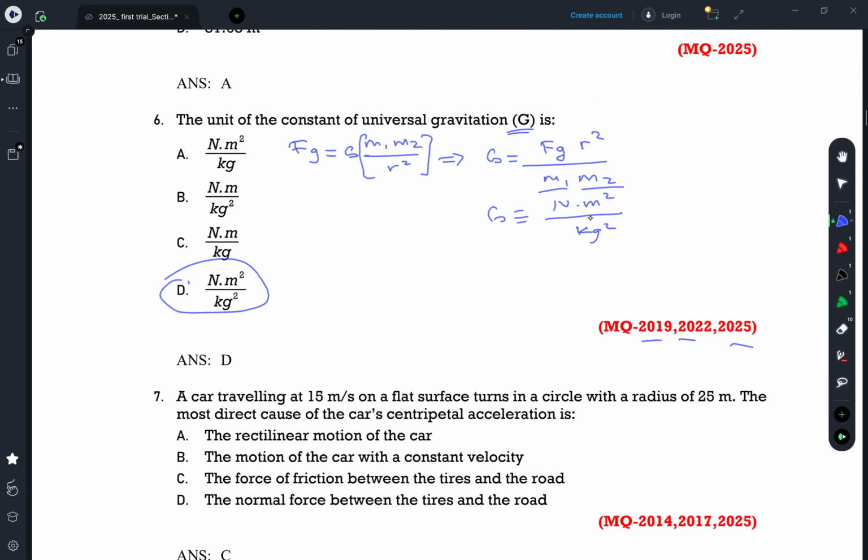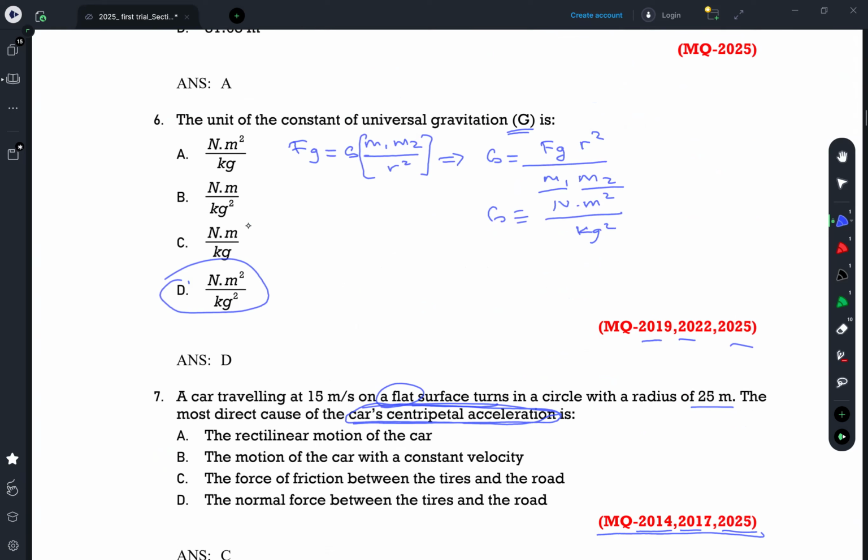And also this question number 7 is about centripetal force, and it's a force that makes a circular motion. It is a 3 times asked repeated question. A car traveling at 50 meters per second on a flat surface turns on a circle with a radius of 25 meters. The most direct cause of the car's centripetal acceleration? What is the cause of centripetal force?